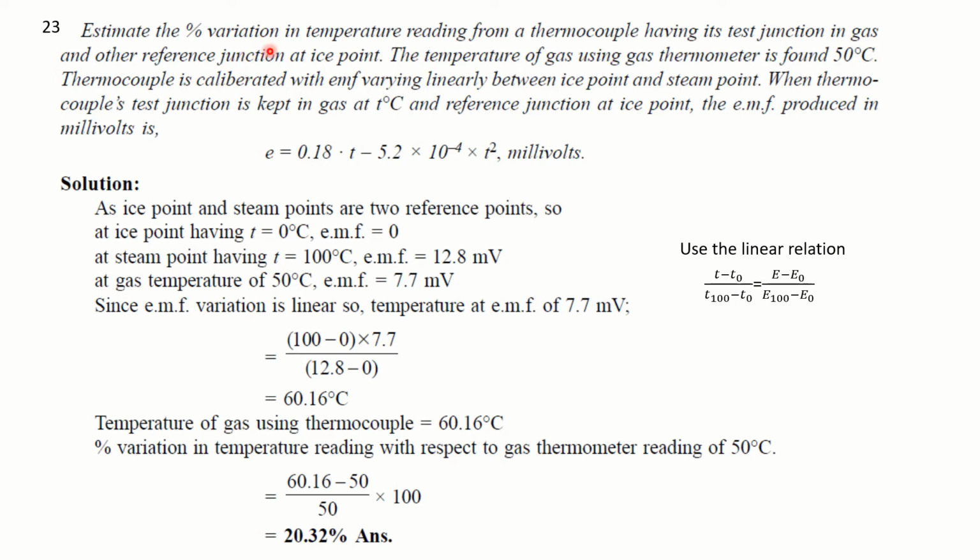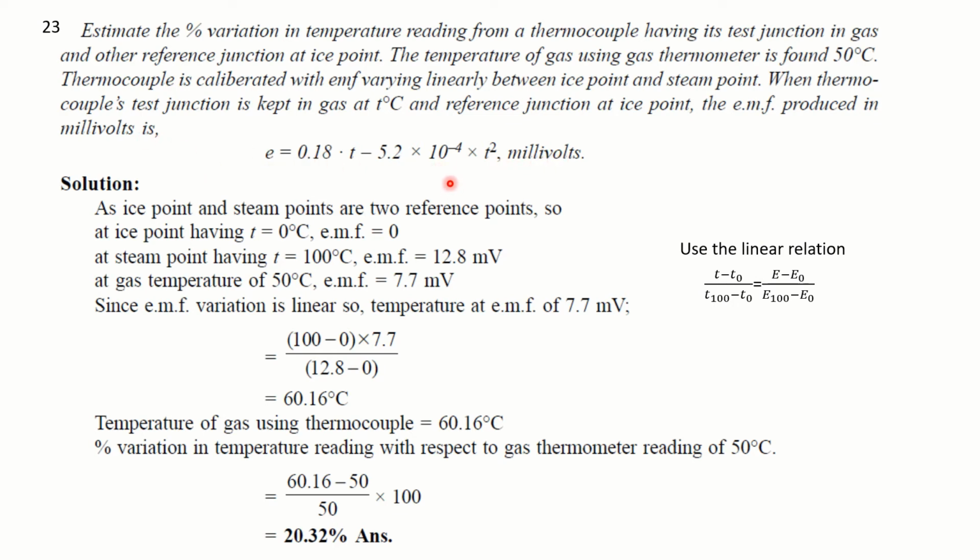Estimate the percentage variation in temperature reading from a thermocouple having its test junction in gas and the other reference junction at ice point. The temperature of the gas using a gas thermometer is found to be 50 degrees Celsius. The thermocouple is calibrated with EMF varying linearly between ice point and steam point. When the thermocouple's test junction is kept in gas at T degrees Celsius and the reference junction at ice point, the EMF produced in millivolt is given by this equation.